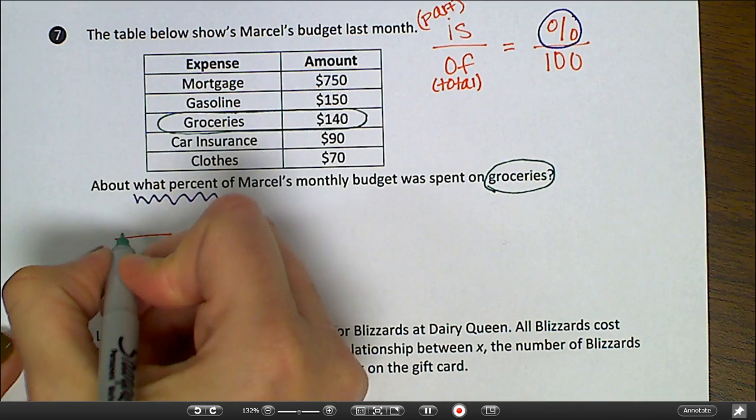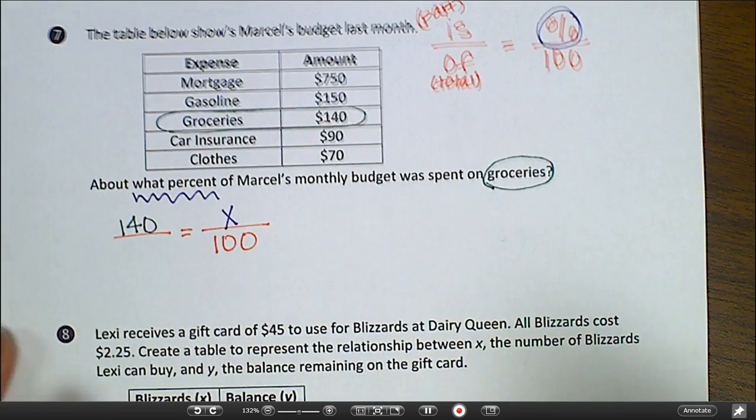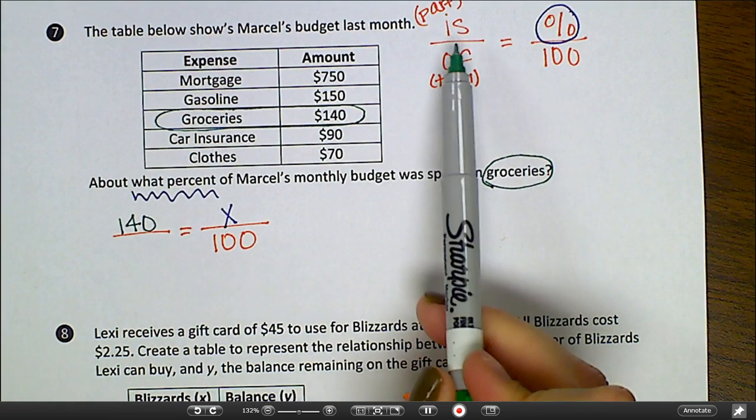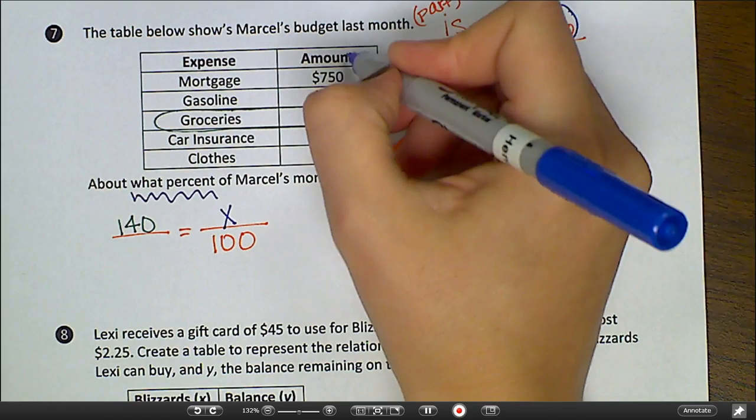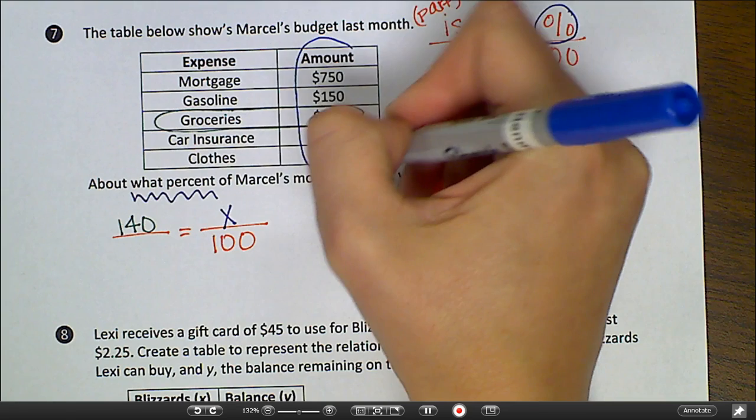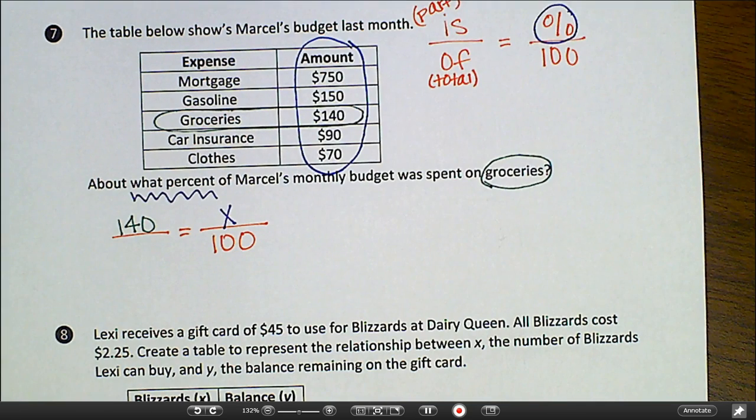So I'm going to put 140 on top over here in the is place. And then of is our total budget. And we don't know the total budget. They didn't give us an amount, but I bet we can figure it out pretty easily. If I add up all of these amounts, I will find my total budget.